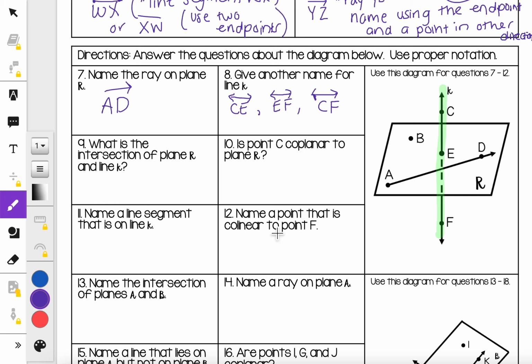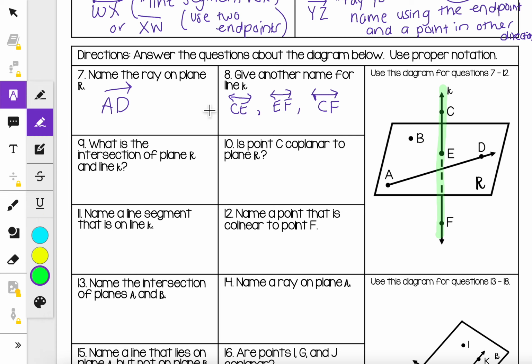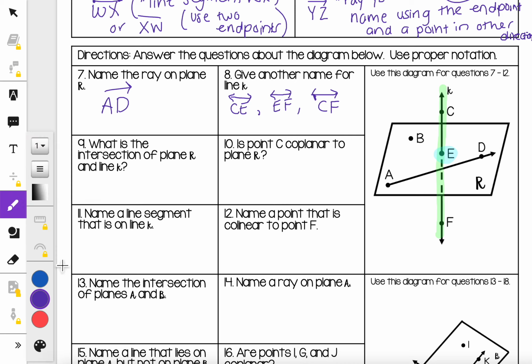Okay, either one of those would work, and of course, like EC, FE, and FC would also work. Number 9, what is the intersection of plane R and line K? So again, if we're imagining that piece of paper has that pencil going through it, it is going to intersect at this point E. So point E is right where that pencil is going through that paper. All right, so here we have point E.